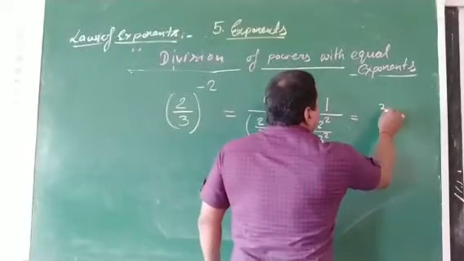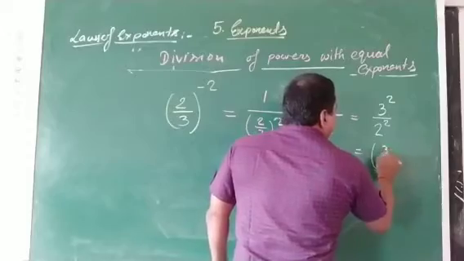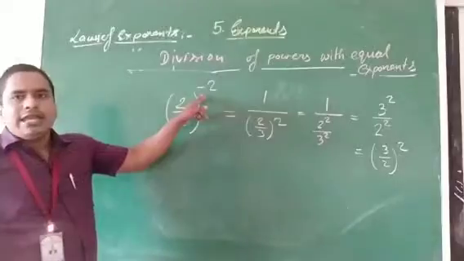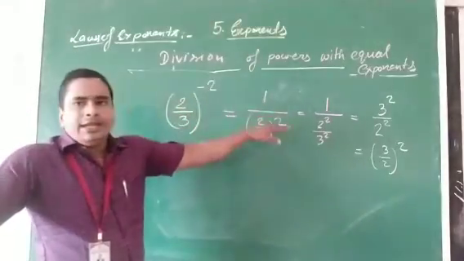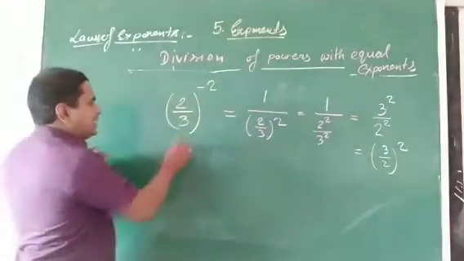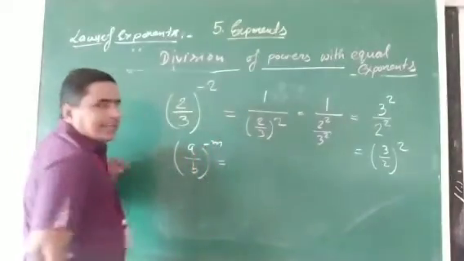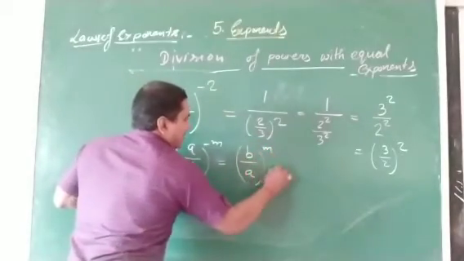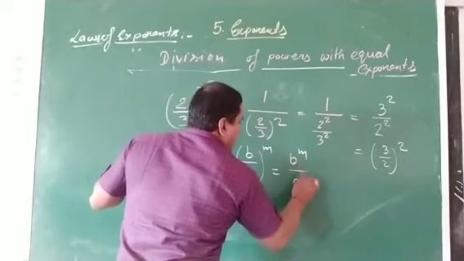It becomes its reciprocal. 3 to the power 2, 2 to the power 2. So it becomes 3 by 2 to the power 2. Okay. Means if any number has a negative power, then in the result it becomes its reciprocal. So we can generalize: a by b to the power minus n, you can write as b by a to the power plus n. Either you can write this as b to the power n upon a to the power n.